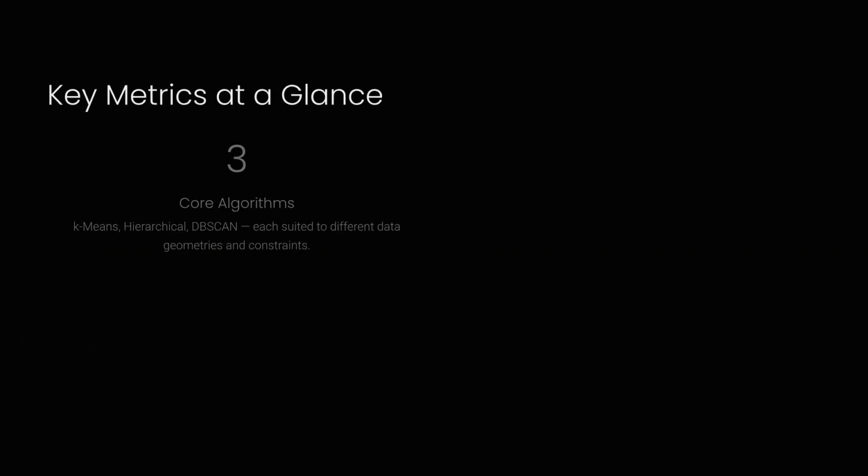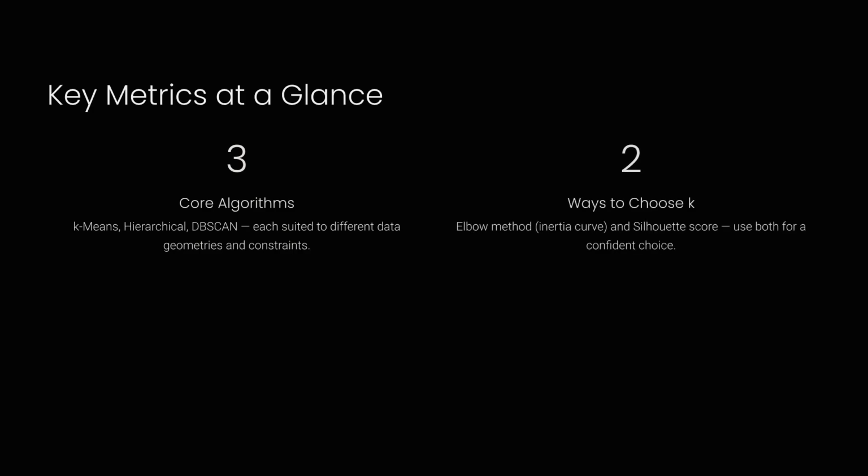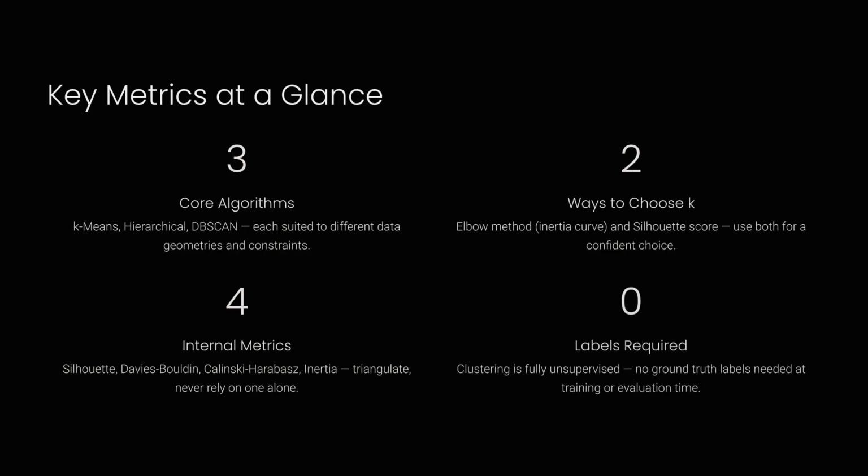This video covered 3 core algorithms: k-means, hierarchical, and DBSCAN. We discussed 2 ways to choose k: the elbow method and the silhouette score. We also reviewed 4 key internal metrics and noted that clustering is fully unsupervised, requiring 0 labels.